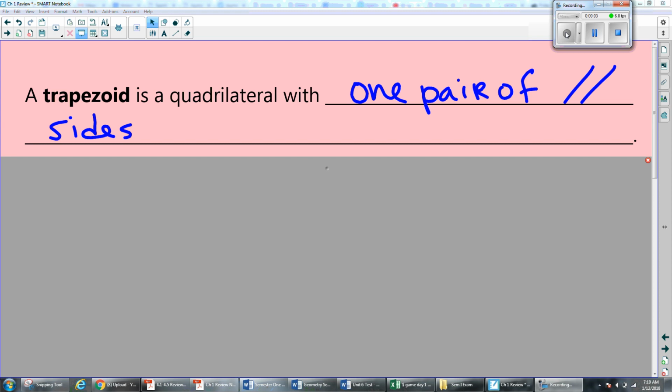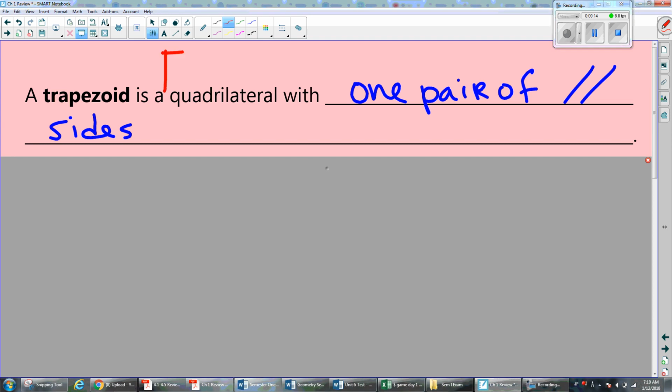Alright, so here's the second part of your Chapter 1 exam review. If we start looking at quadrilaterals, a trapezoid is a quadrilateral with one pair of parallel sides. So I would know it's a trapezoid because those sides would have to be marked parallel. Remember, you can have an isosceles trapezoid when those sides are congruent and parallel. Maybe some pictures will help you in your notebook.